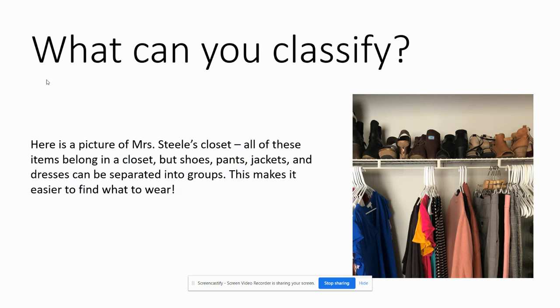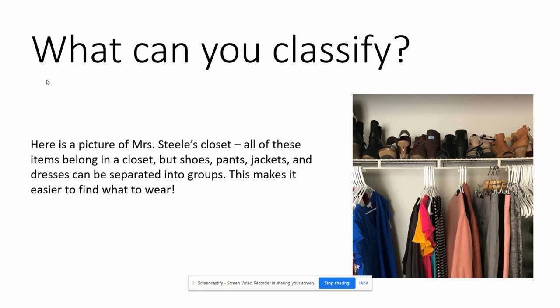On the right, there is a picture of my closet. All of the items in the picture are normally in my closet, and they all belong in a closet because they're all articles of clothing. But I have my shoes separated on the top rack of the closet, and then I also have my shirts, dresses, jackets, and pants separated into different groups in my closet. I do this because it makes it easier to find what I want to wear.